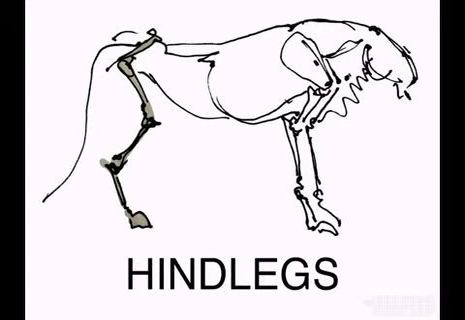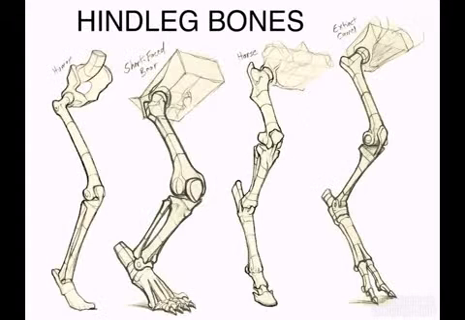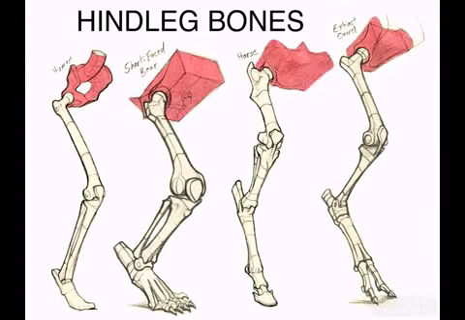Let's start with the names of bones. Here are the leg bones of 4 different creatures. All 4 of them, human, bear, horse, and camel, have pelvises. And the first bone we study is the femur.